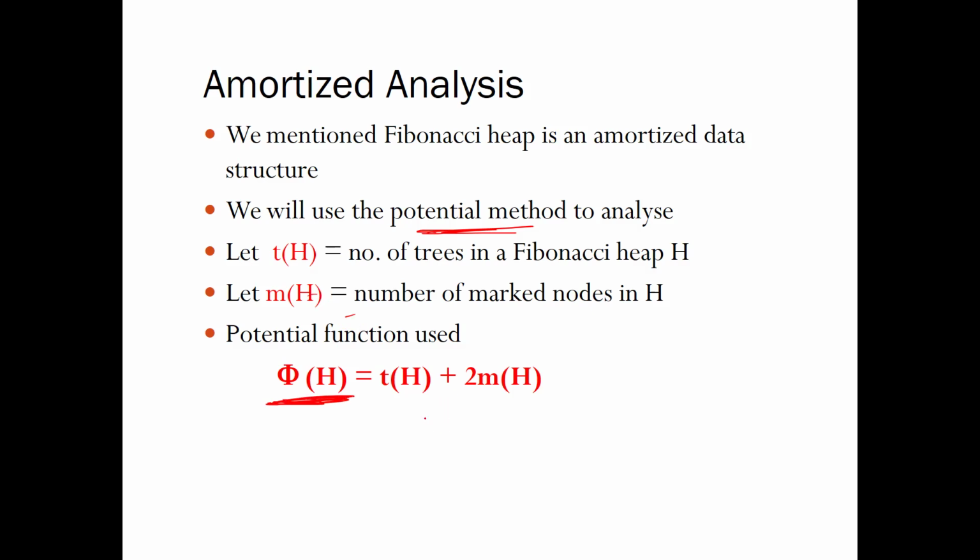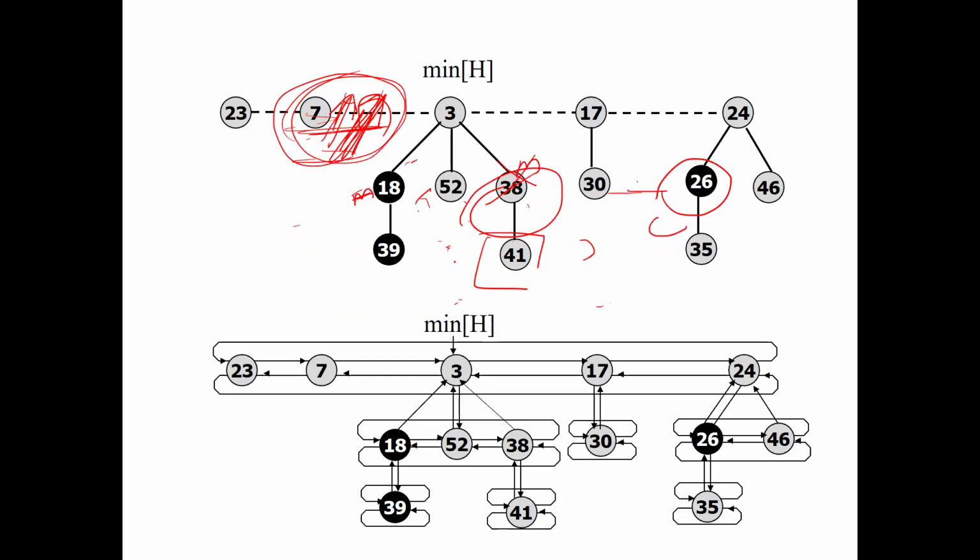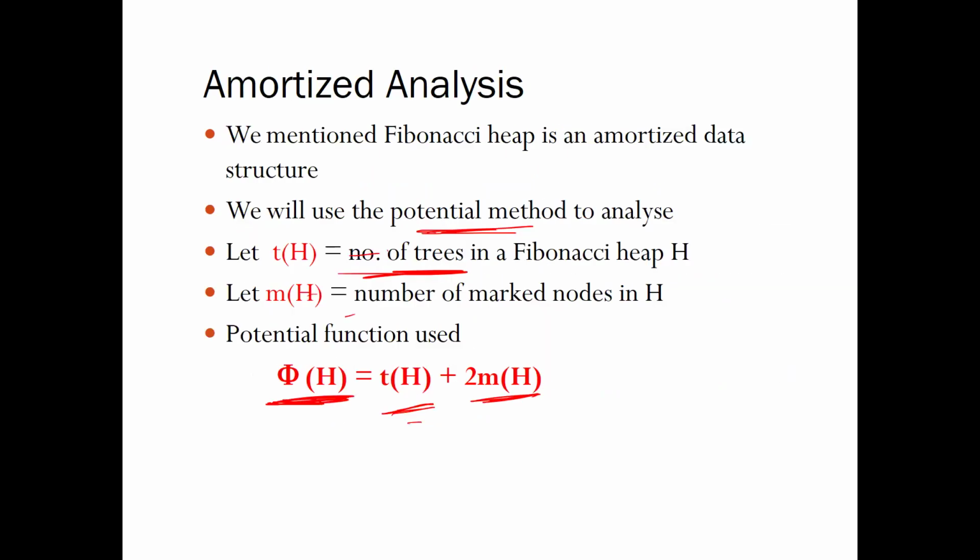What is phi of h? Phi of h is basically the sum of two different things. One of them is, you can see here, T of h. What is T of h? T of h is basically the number of trees in the Fibonacci heap. Say, for example, how many trees are there in this Fibonacci heap? You can see there is 1, 2, 3, 4, 5. 5 trees are there. So it is the count of the number of trees in a Fibonacci heap.